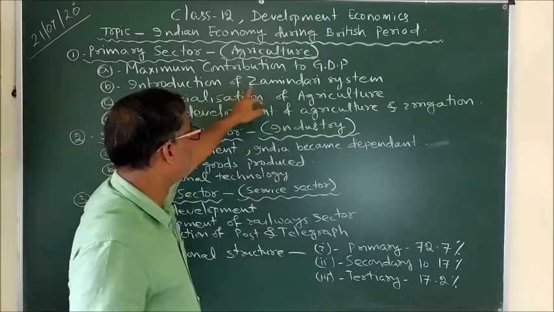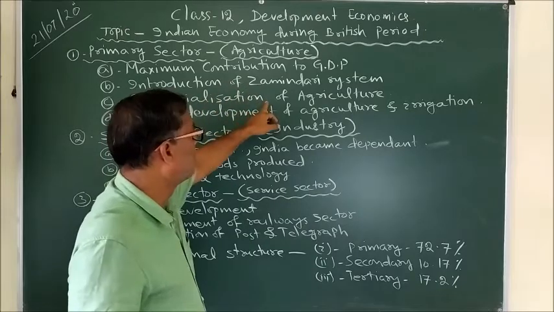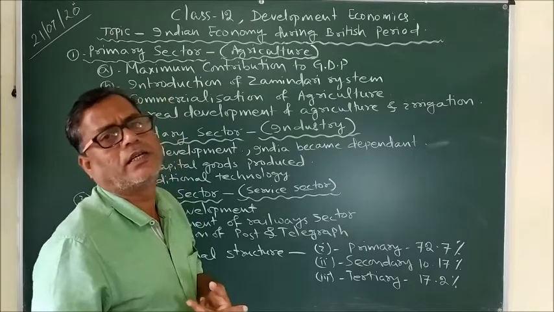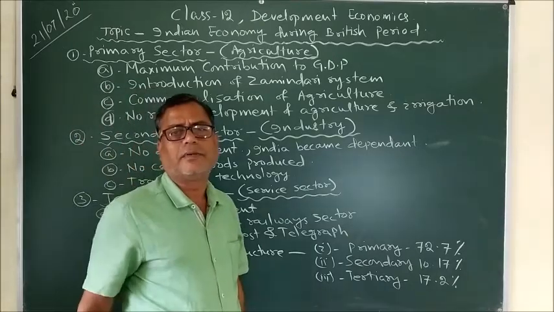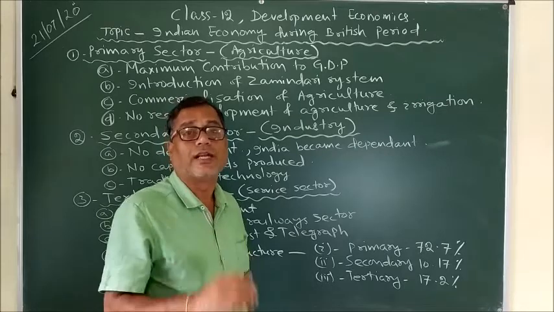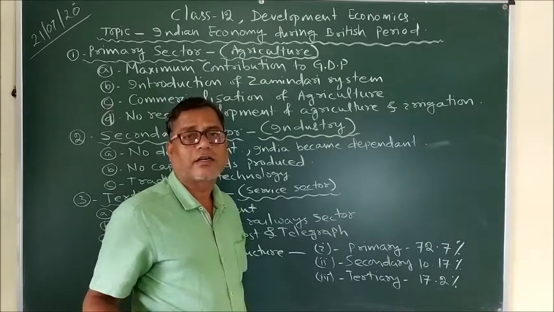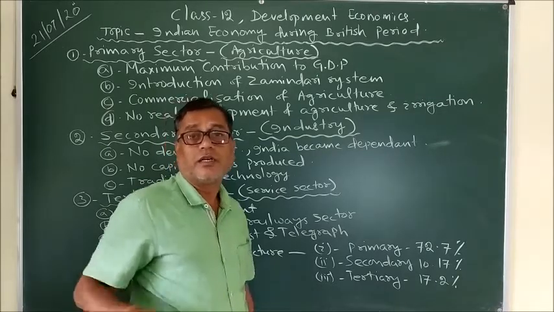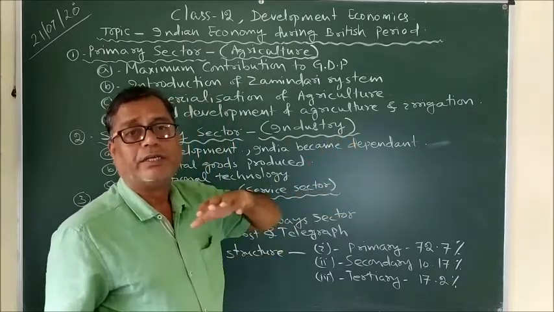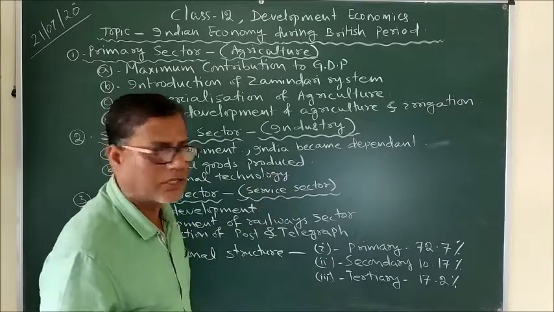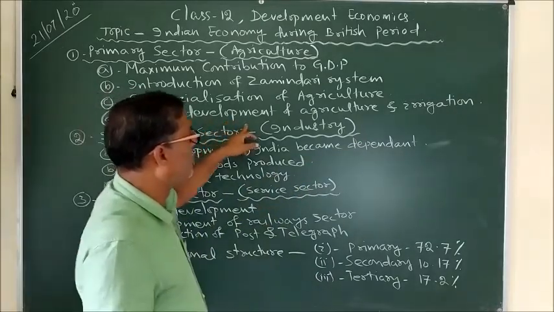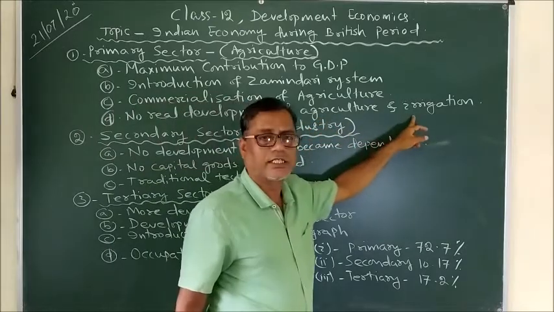So the introduction of commercialization of agriculture, in this way, destabilized the Indian economy, and India became no more self-sufficient in the production of food grains, because now cash crops like cotton were cultivated more to feed the requirement of the British weaving industry. Then the fourth point is no real development of agriculture and education facility.